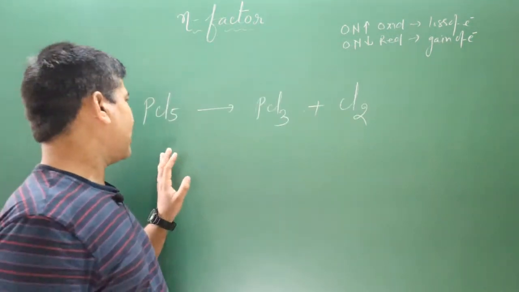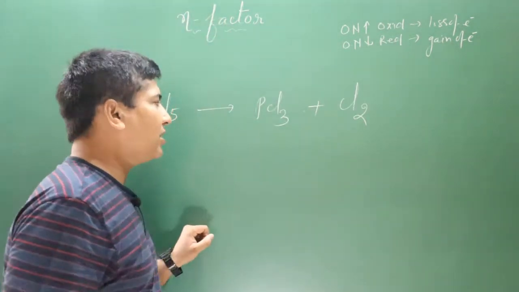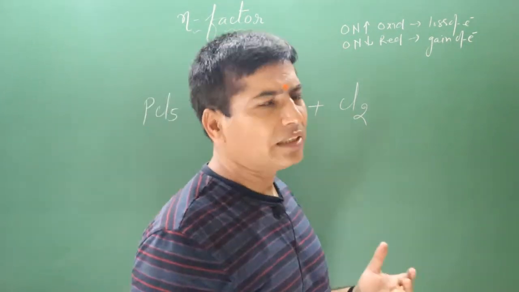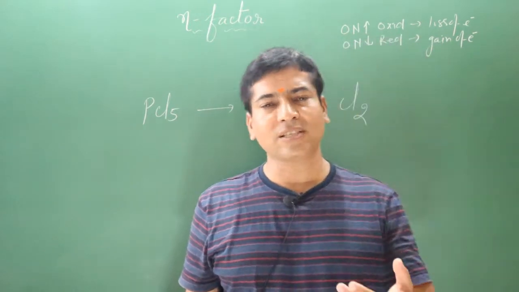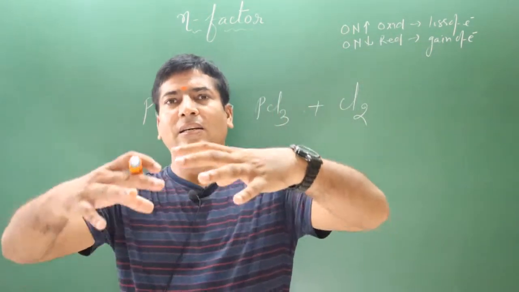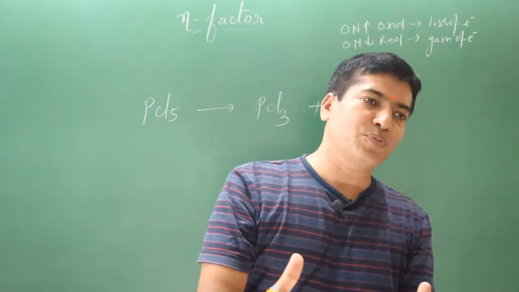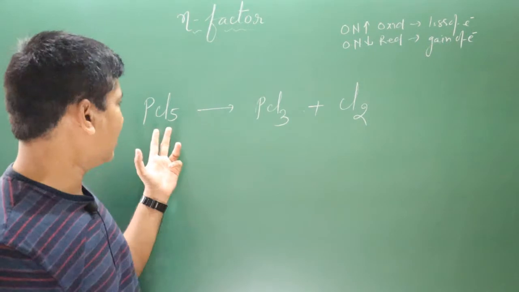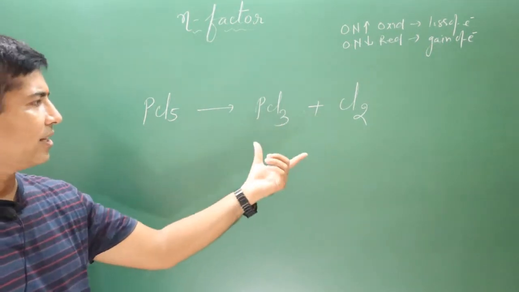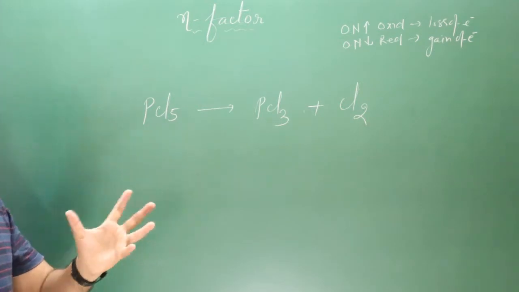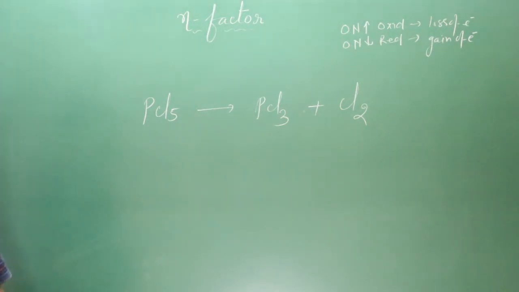The next equation given is PCl5, which undergoes a decomposition reaction and produces PCl3 and Cl2. In general, intramolecular redox reactions are decomposition by nature. They decompose, and a large molecule splits into small molecules. You can see PCl5 undergoes decomposition and splits into small molecules. Now we write down the oxidation numbers to calculate the n-factor values.